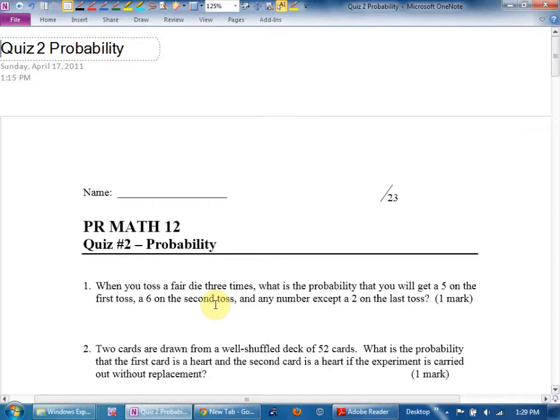Quiz two. If you want a pretty good idea of what your test is going to be, combine quiz one and quiz two. All right? I think you'll find very few surprises. Number one. Oh, let's do the old one, because Doug's here and he likes to laugh.